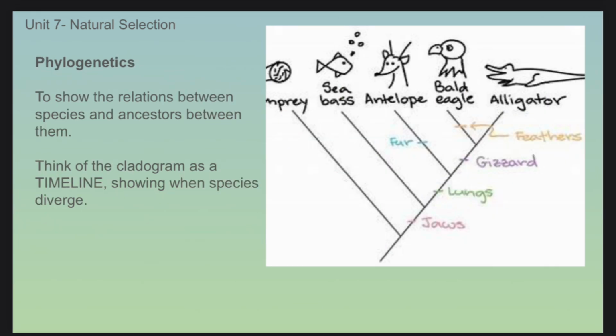Alright, so what you're seeing is called a cladogram, and this is to show the relations between species and their ancestors and where they split off. Think of the cladogram as a timeline, showing where species diverge. So lower is longer ago, and higher up is more recent, and that'll show where certain traits are.